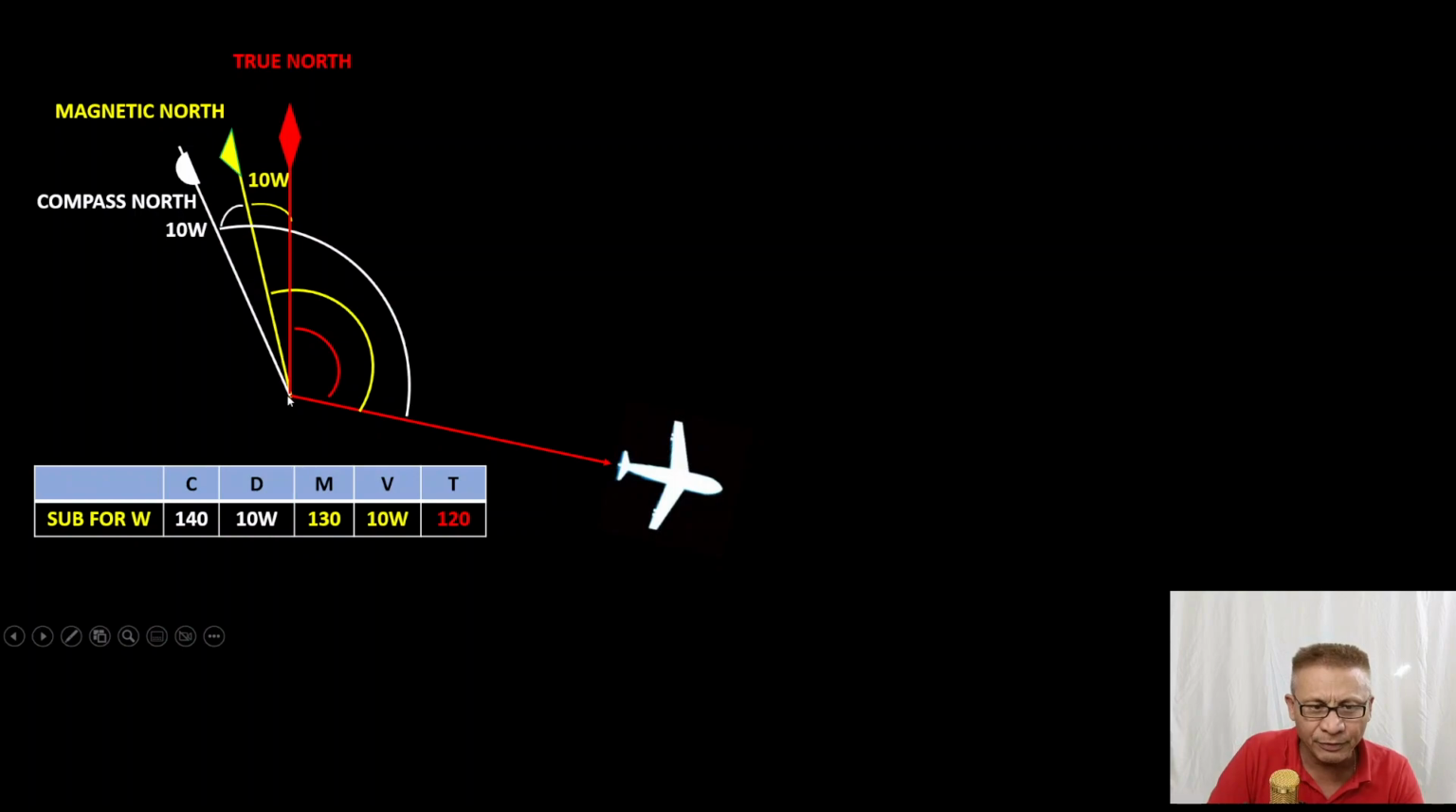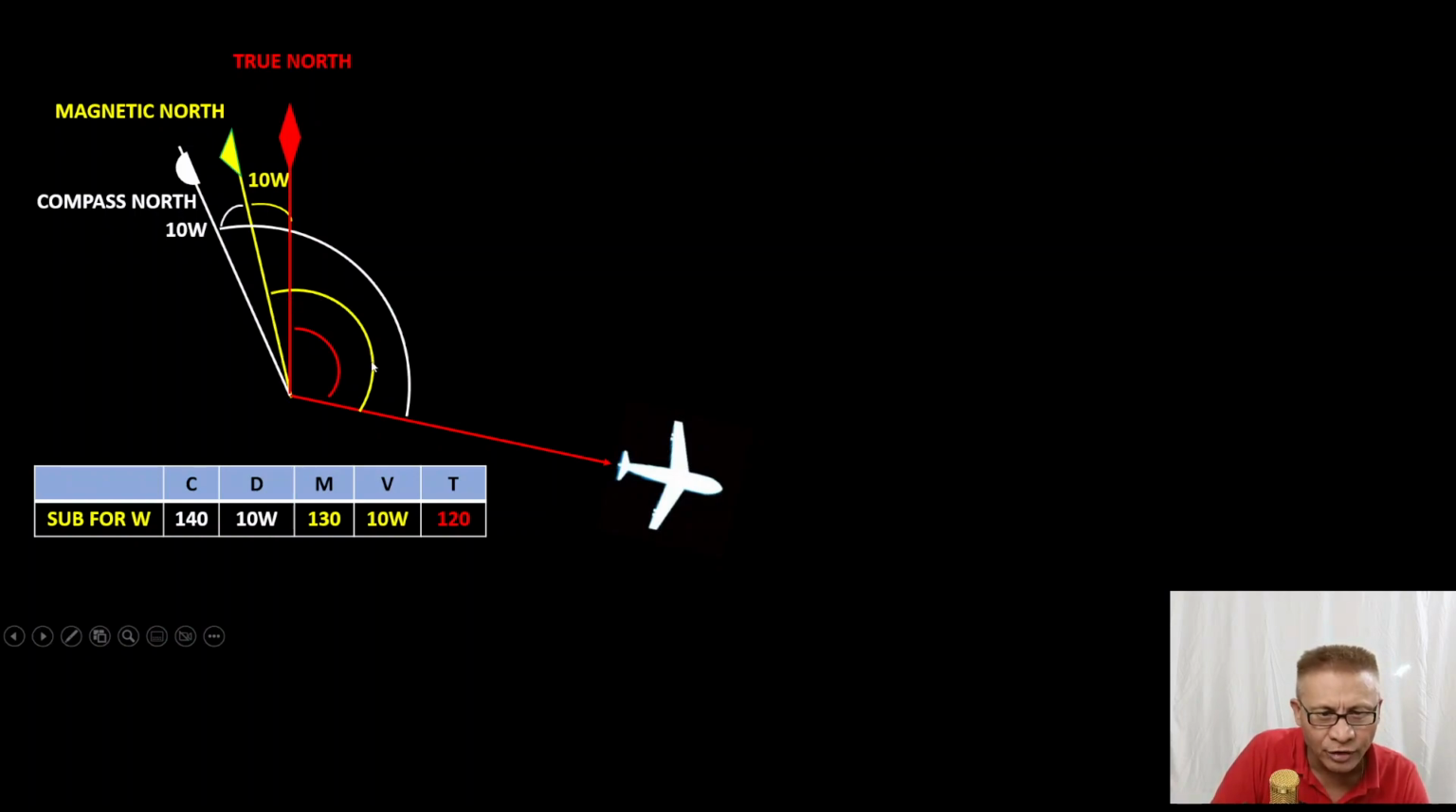Now if the aircraft is flying towards this direction, I can measure the direction in which the aircraft is going in 3 different ways. If I measure from the true north, it will be the red arc here, which I will say is 120 degrees. So we will say that the heading of the aircraft is 120. Let us assume that the variation is 10 degrees west. That means the magnetic north has to lie west of the true north, in this case 10 degrees west. So now I'll have to start measuring the direction from this yellow line here.